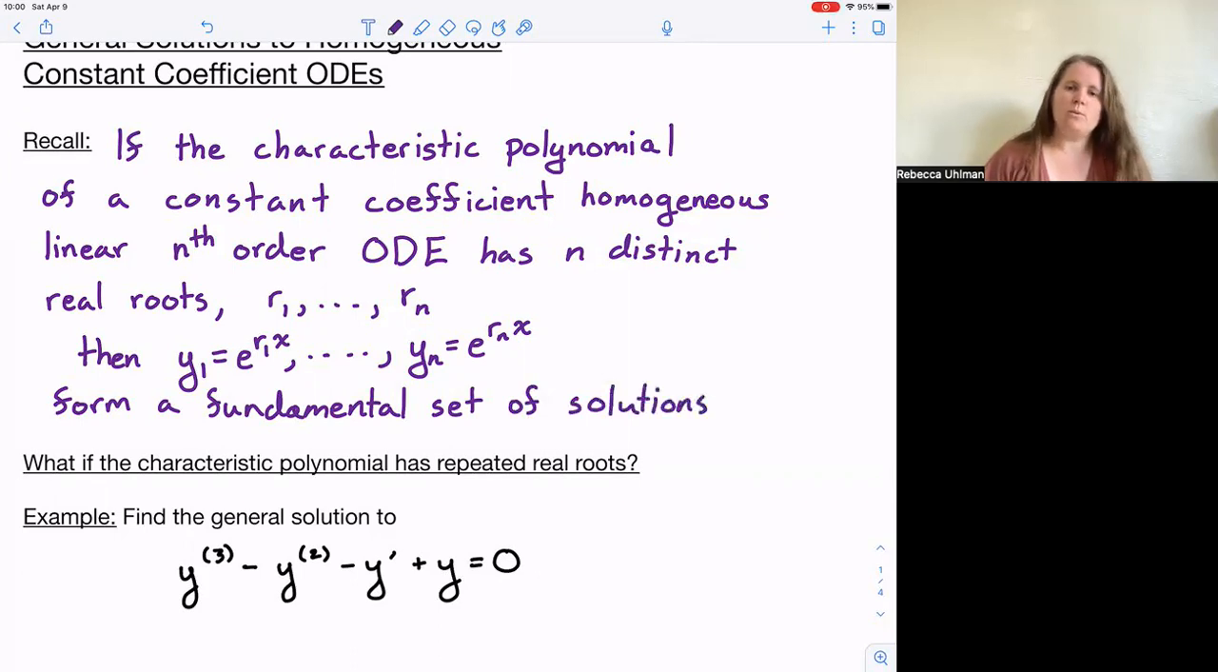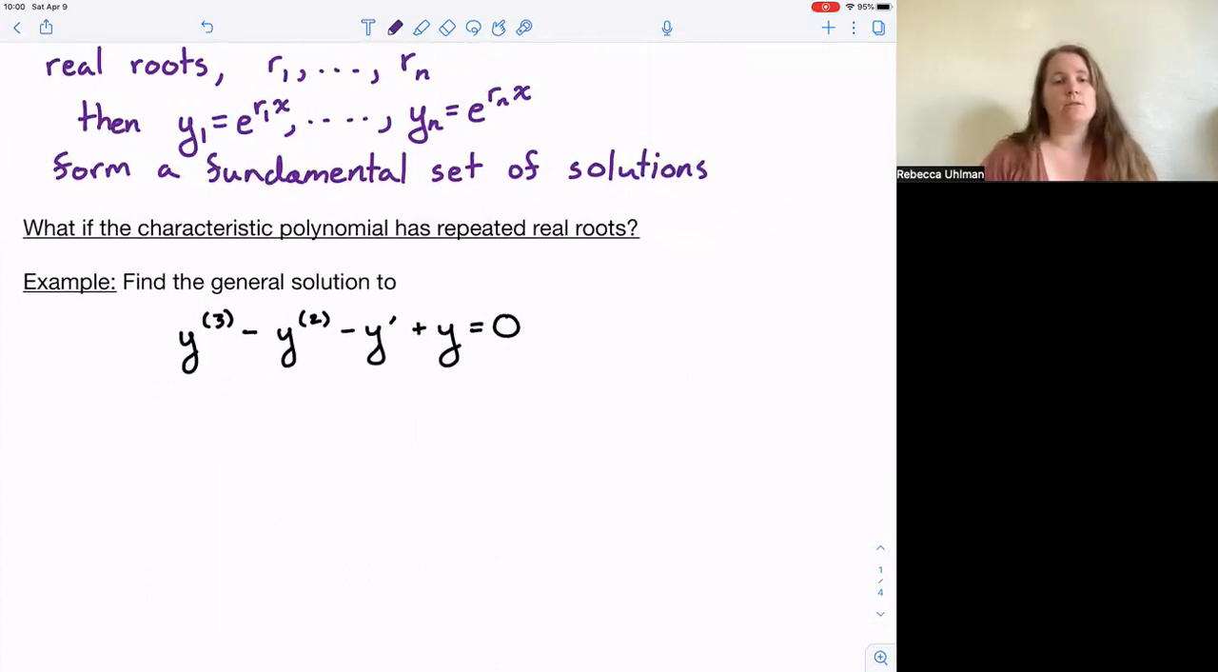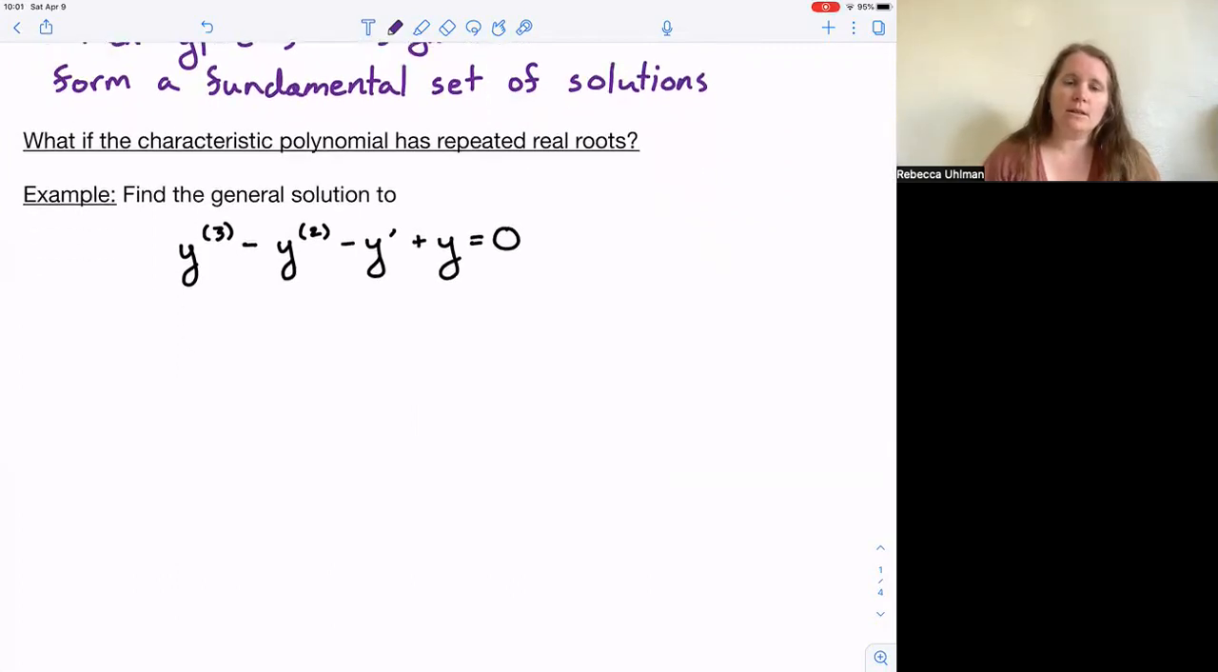So the question becomes, what happens if the characteristic polynomial has repeated real roots? We know what happens in the second order case. Does the same thing apply for third order? So for example, let's find the general solution to the third derivative of y minus the second derivative minus the first derivative plus y equals 0.